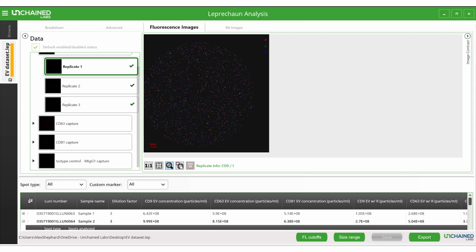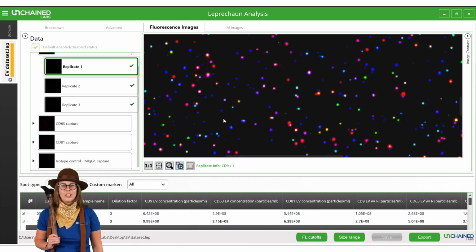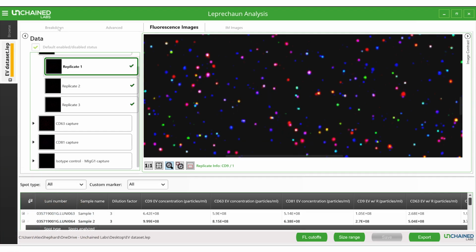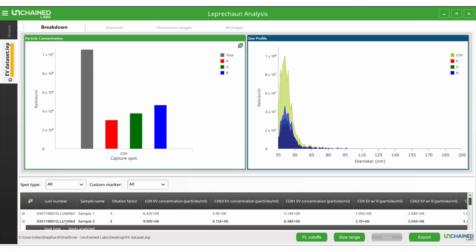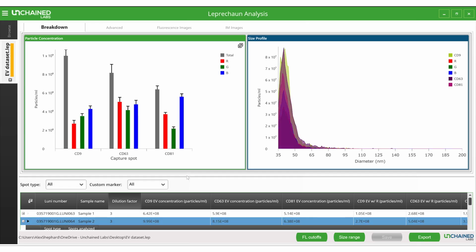Once the experiment is complete, the results can be viewed in Leprechaun's analysis software. Eureka! Look at all that gold. All those EVs. With Leprechaun, you can visualize your vesicles with fluorescent images for each capture spot on the loonie. Flick over to the breakdown tab to get a detailed overview of the composition of your EV samples. Check out concentration and size to see which markers co-localize.